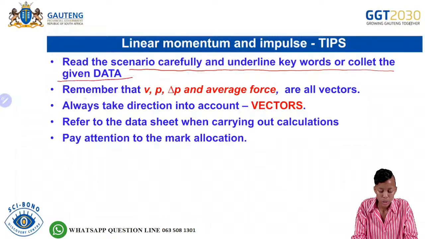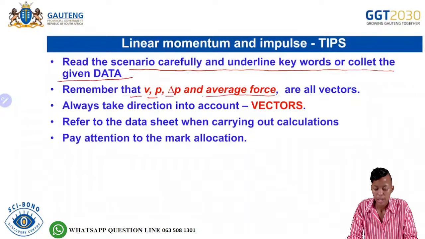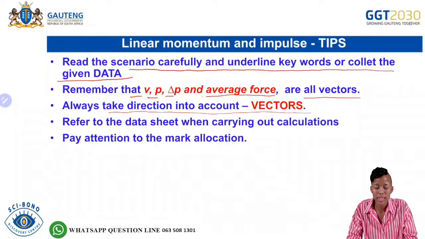Then it says here that you need to remember the velocity, momentum, change in momentum, and the average force are all vectors. Okay, and then what did we say is a vector again? We said it's a physical quantity which has both magnitude and direction. Then we always need to take direction into account. That is very important. Remember, we said that momentum is a vector, and it's going to take the direction of the velocity.